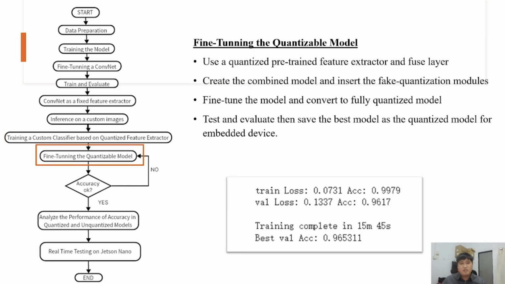So the next one is fine-tuning the quantizable model. It uses a quantized pre-trained feature extractor and fuses layers. Then create the combined model and insert the quantization modules. Fine-tune the model and convert it to the fully quantized model. After that, test and evaluate, then save the best model as a quantized model for the embedded device.